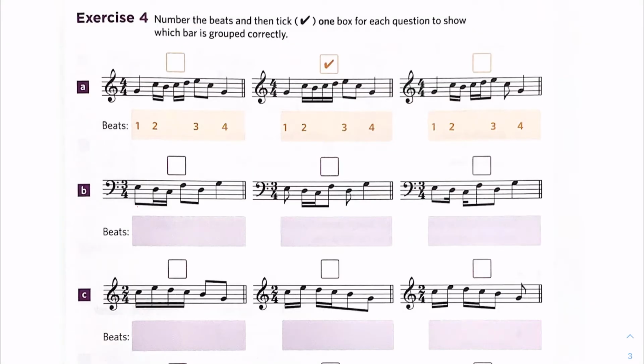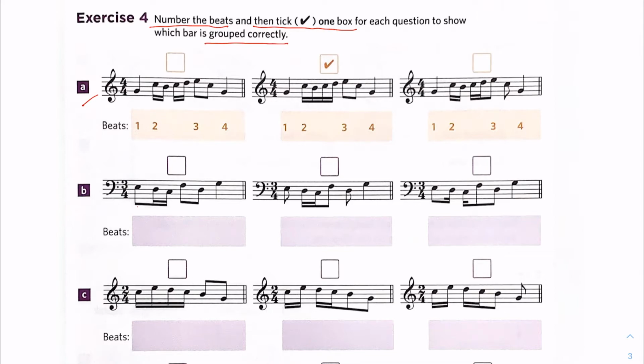Exercise 4. Number the beats and then tick 1 box for each question to show which bar is grouped correctly. Here, in each question, there are 3 bars, and you will notice that the rhythmic pattern in each bar is the same, but the notes are not grouped in the same way. So only 1 bar is grouped correctly, and you're going to put a tick on top of that bar. Question A is done for you as an example, and we will go over it together.